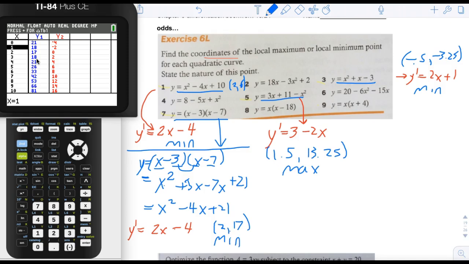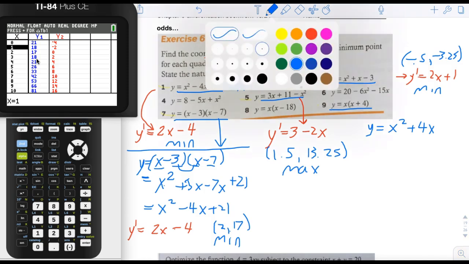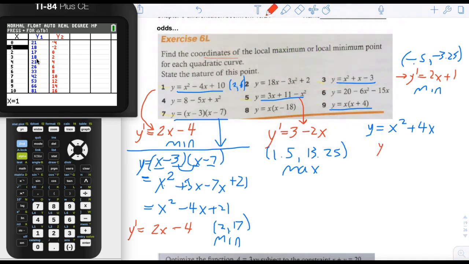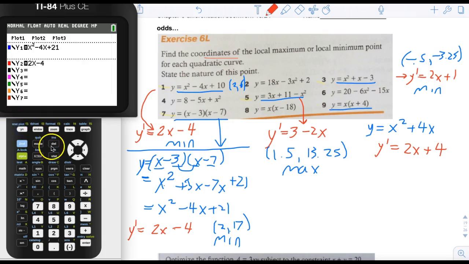Okay? And just one last one. We're doing number 9 now. Same thing. We can't take the derivative of this because it's two things multiplied together. So first, we'll rewrite it as x squared plus 4x. Then we'll take the derivative of it. The derivative of x squared is 2x. The derivative of 4x is plus 4. And then we'll put both of these in the calculator.